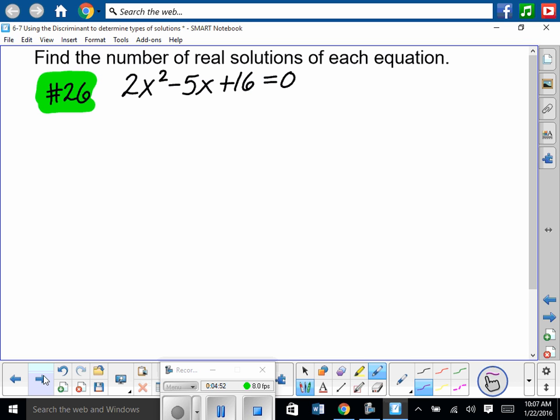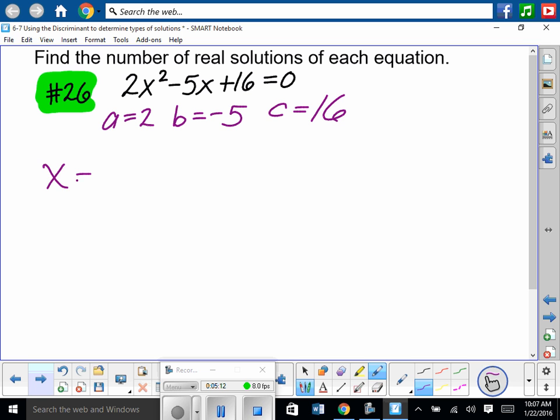So the quadratic formula is our favorite type of solving when it comes to imaginary solutions. Otherwise, we can't find them. So here we go. First of all, it's in standard form, set equal to 0. My A value is 2, B value is -5, my C value is 16. Now at this point, I'm going to just go through and plug in as I go.